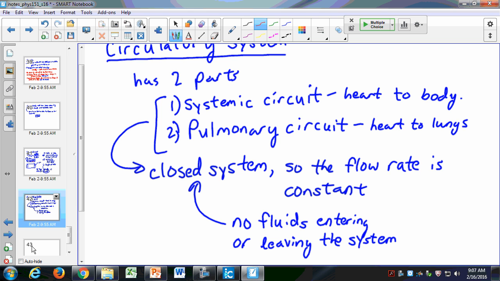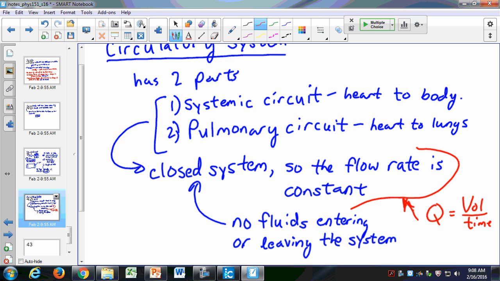And because of that, this idea that the flow rate is constant is based on a law. What was the law? Remember our flow rate, Q, is a volume over time, your rate of flow of some volume per unit time. If the flow rate is constant, what does that say about the total amount of matter in the system? It's the same. It doesn't change. That's called the conservation of matter: if I don't have any matter entering or leaving the system, then that total amount of matter is going to remain the same. And as a result, this has to be true.